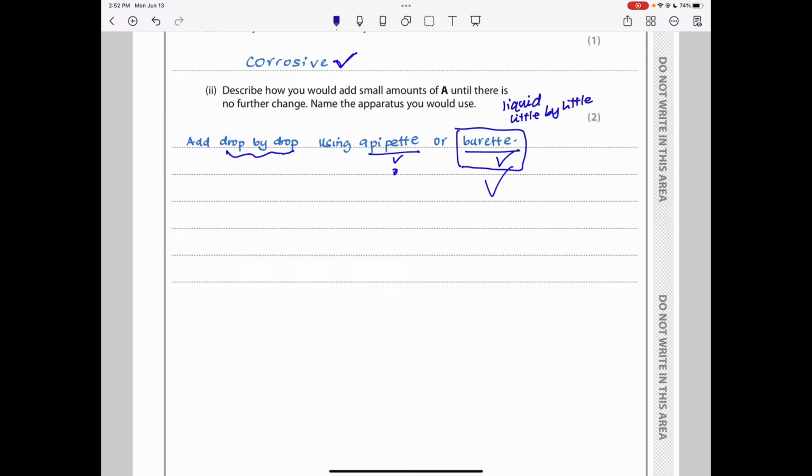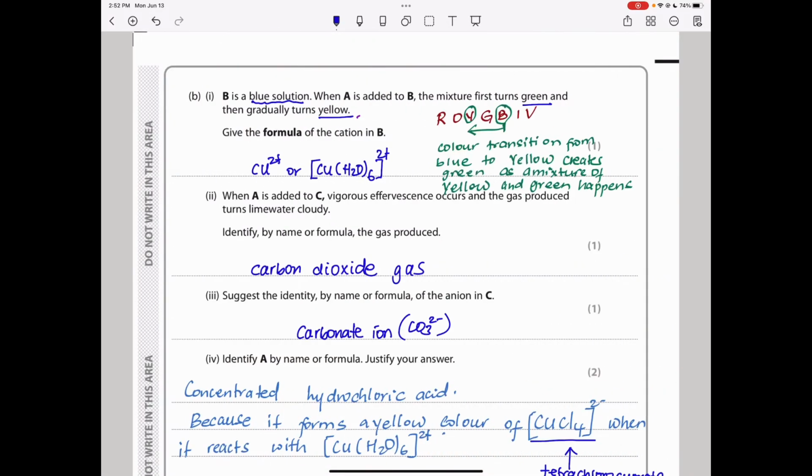Let's get to the next part of this question. Part B1. B is a blue solution. Now, every time they talk about a blue solution, please remember to think about copper in oxidation state +2. So they say when A is added to B, the mixture forms a green and gradually to yellow. Now here, this is very important. However, if you do not know this yet, we can practice together. The blue solution is usually going to be hexaaquacopper(II).